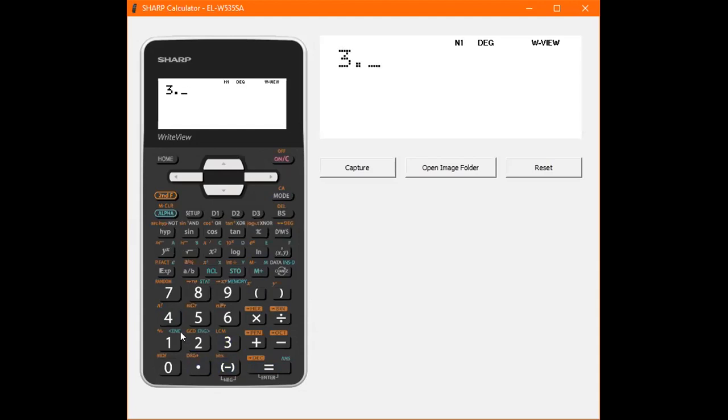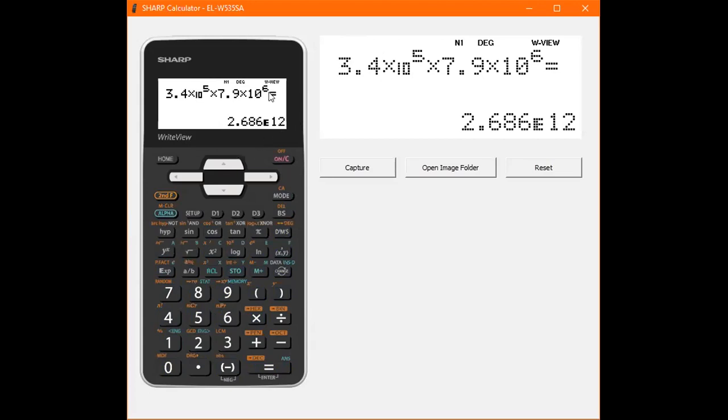So if we did, for example, 3.4 times, I'm going to do this version just to show you the difference, times 5. And then here I'm going to say times 7.9. And then I'm going to do this version times 10 to the power of 6 and equals, and there you go. So that would be your X, and you can see we're still using the E here, which just means times 10 to the power of, and then if it is a negative exponent, it will just have a negative in front of that number.